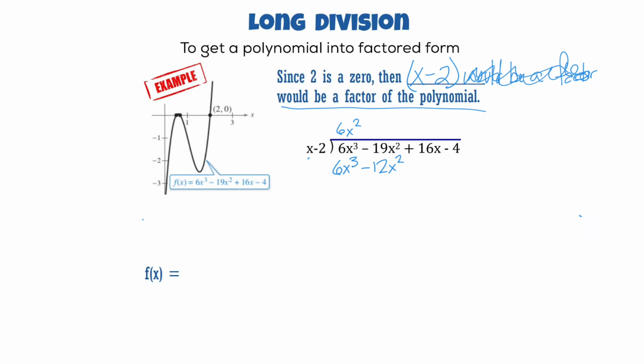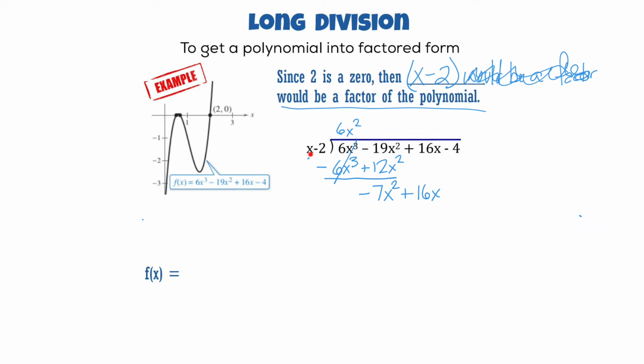And then once we wrote that, we would subtract. So subtracting, I'm going to change that to subtraction, but I'd be subtracting all of it, so it's going to change all the signs. So this minus 12 actually turns into plus 12. All right, so then those are going to cancel, and I have a negative 19 and a positive 12. That's a negative 7x squared. Then we bring down the next number, and we start all over.